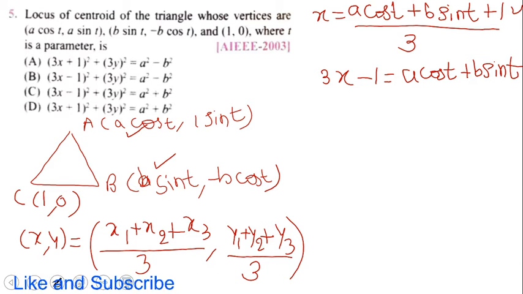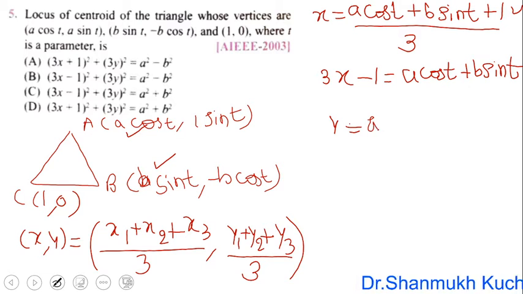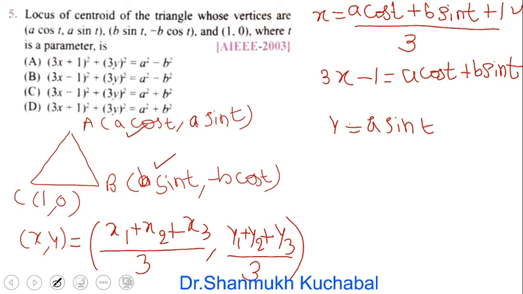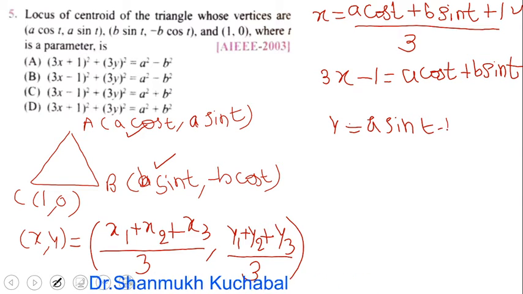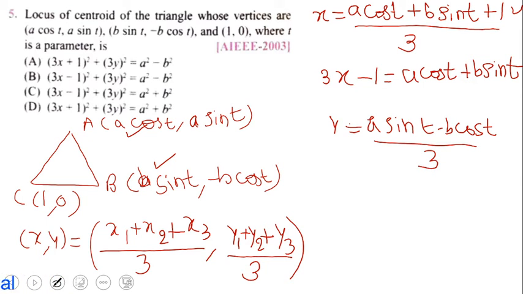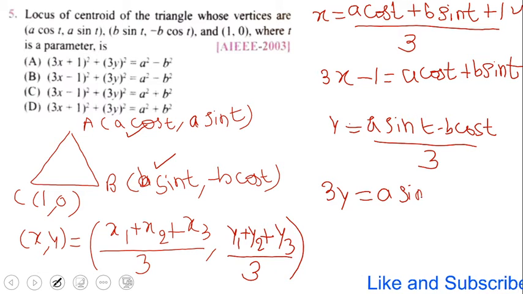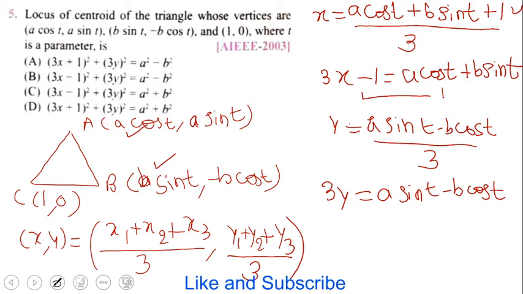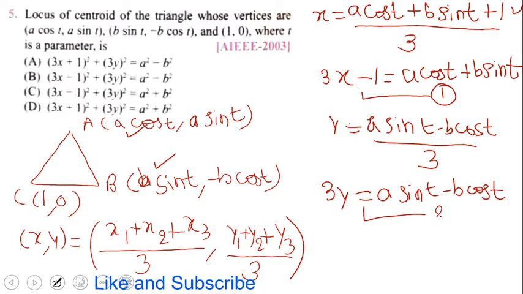So further, one more coordinate y is there. So y equal to y1 plus y2 plus y3. y1 is a sin t. Next y2 is minus b cos t, then y3 is 0, divided by 3. So I write the solution for 3y. So 3y equal to a sin t minus b cos t. So I call this equation number 1, and I call this equation number 2.